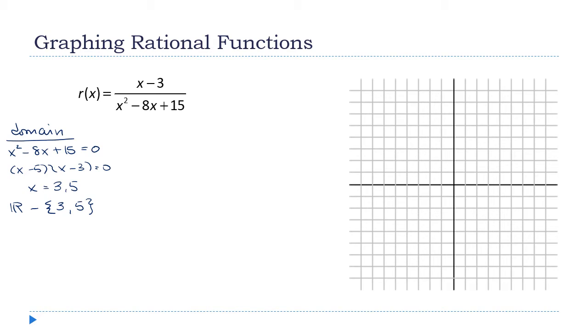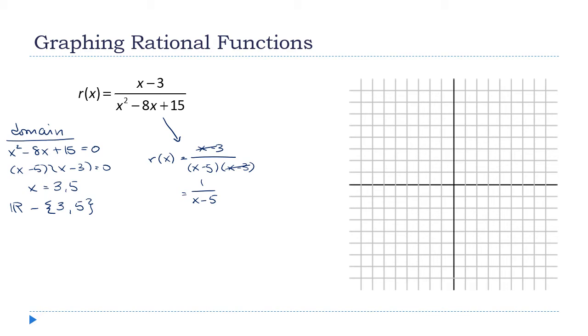I don't know for sure that those are going to be asymptotes, and here's why. Let's do our simplification. R of x equals x minus 3, and I already factored the denominator a minute ago. It's x minus 3 over x minus 5 times x minus 3. So the x minus 3's cancel. This graph is the same as 1 over x minus 5 with one exception. It's that 3. So let's circle back to that 3 in a minute.